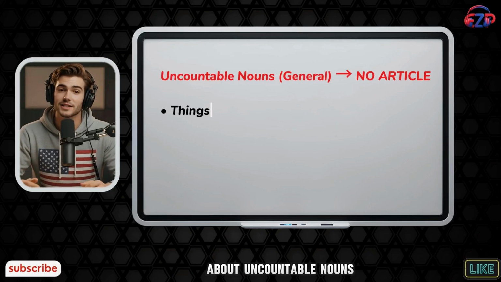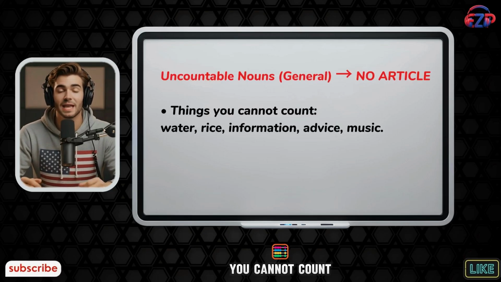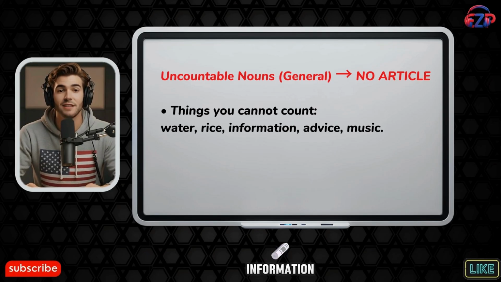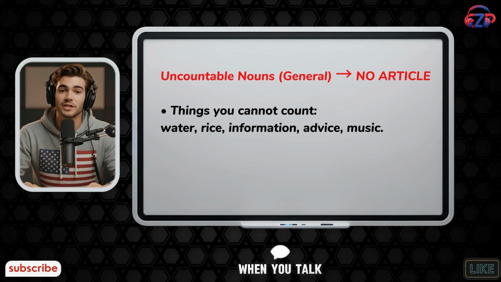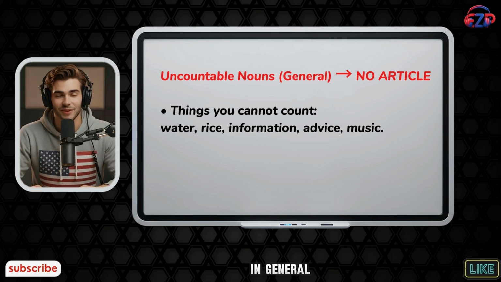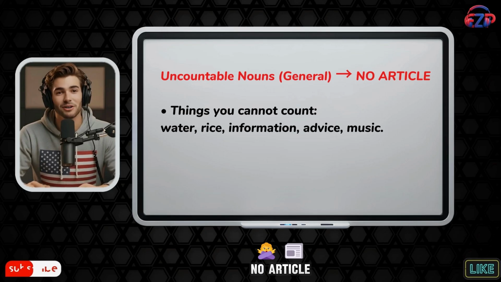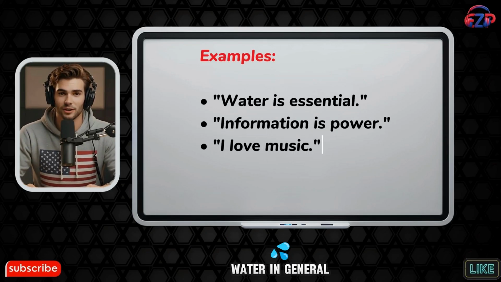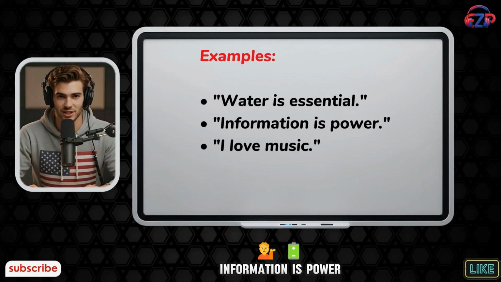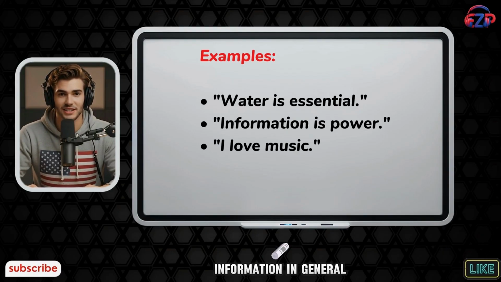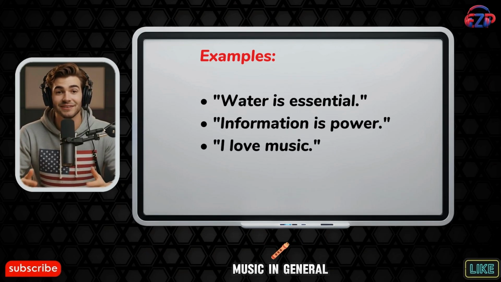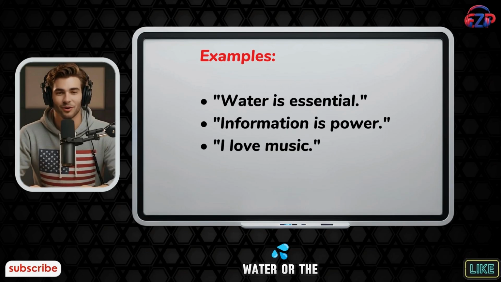First, let's talk about uncountable nouns. These are things you cannot count individually, like water, rice, information, advice, or music. When you talk about uncountable nouns in general, you usually use no article. For example, water is essential for life. Water in general. Information is power. Information in general. I love music. Music in general. We don't say "a water" or "the music" when speaking generally.